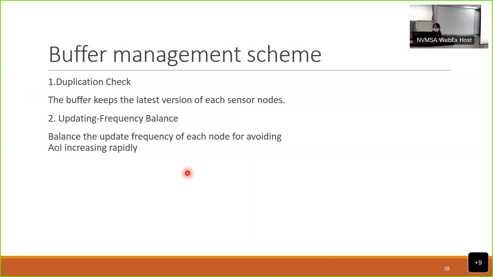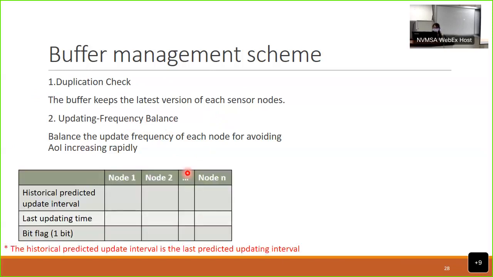This idea is motivated by our observation. We want to balance the update frequency of each node to avoid LOI increasing rapidly. So how can we do this? Besides the two pieces of information we keep in the last component, we add a bit flag for each node in the transmitter, and this bit flag records whether the node was updated last time or not. If the bit flag is 1, it means this node has been updated less recently.